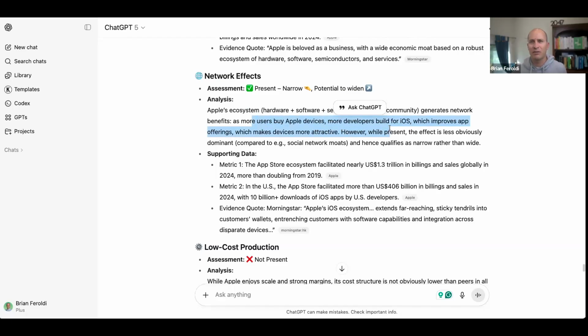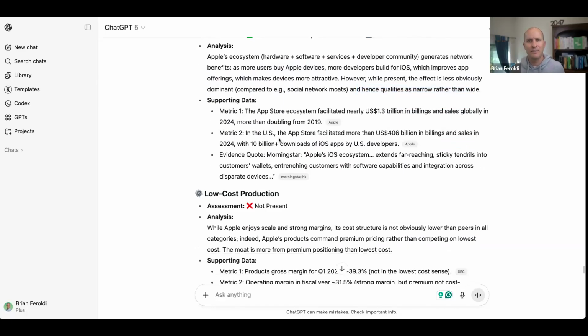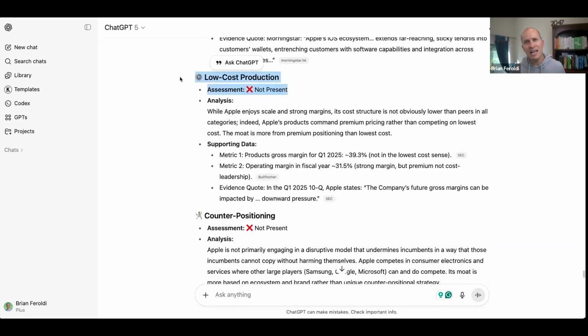I don't view that as a network effect personally. Less obvious, dominant, and hence qualifies for narrow rather than wide. Yeah, that's what I would say. Low cost production, it's saying not present. While Apple enjoys scale and margins, its cost structure is not obviously lower than its peers. What would you say to that? I haven't really dove into it, but again, in general I agree with it.